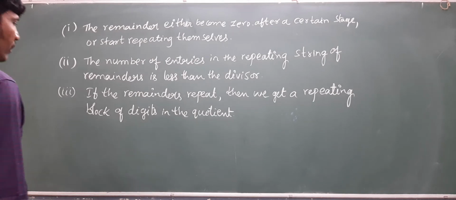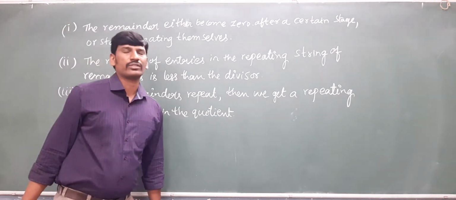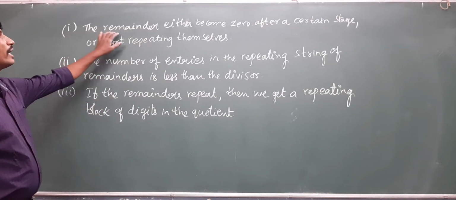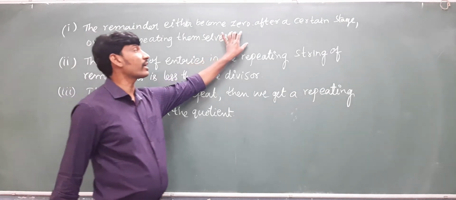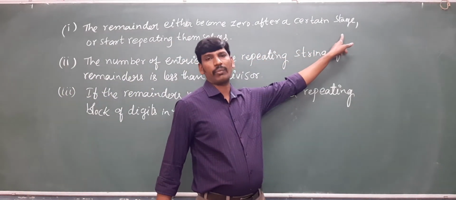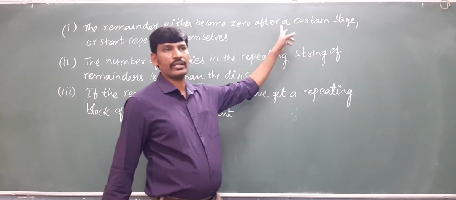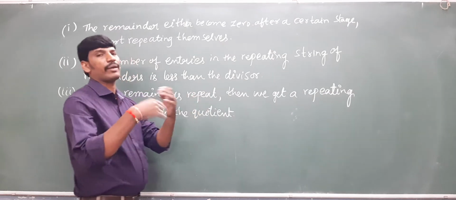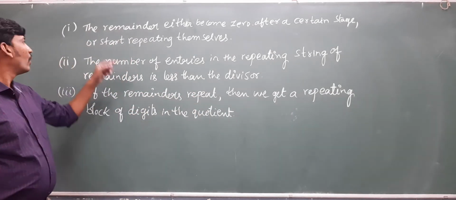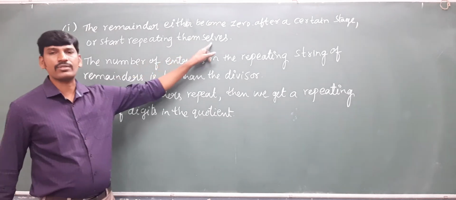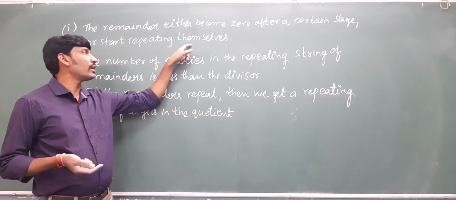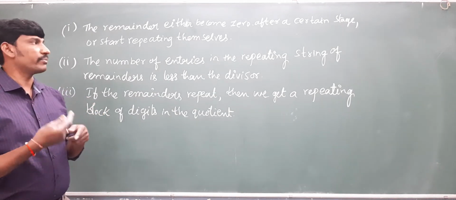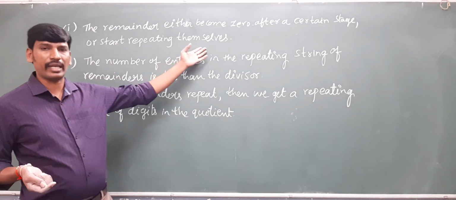Just now I told you, based on those three long divisions we got 3 points. First one is, see this here, the remainder either becomes 0 after a certain stage, that is 10 by 8. The second example is the example for this. When you divide 10 by 8, after 3 places the remainder will become 0. Or the remainders start repeating themselves. For this, examples 1 and 3 are examples. Clear?